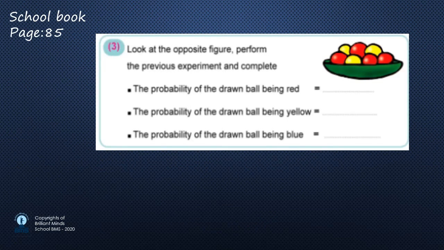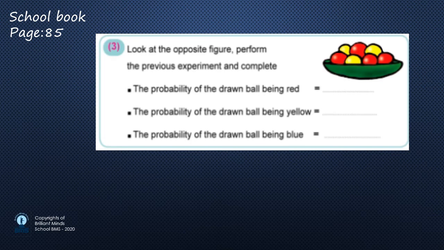Open your book, page 85. We're gonna answer question number 3. Look at the opposite figure. Perform the previous experiment and complete. We're gonna cover our eyes and pick a ball from the container. Okay. What's the probability of the drawn ball being red? We just want the red.